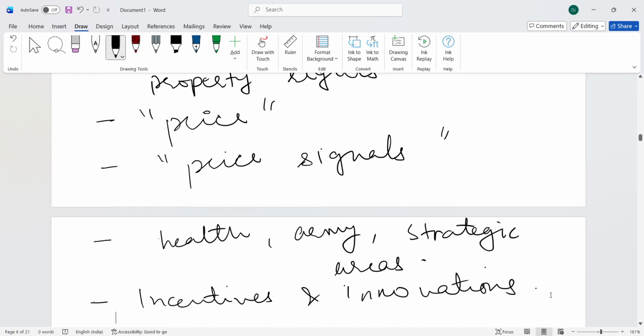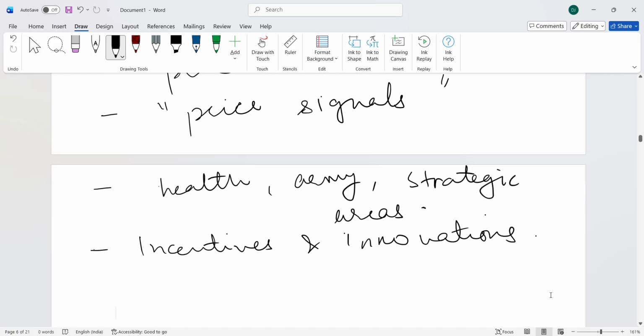But yes, the two things that were there in the command economy might be a little less prevalent in the market economy. And those two things are basically your fairness and equity.